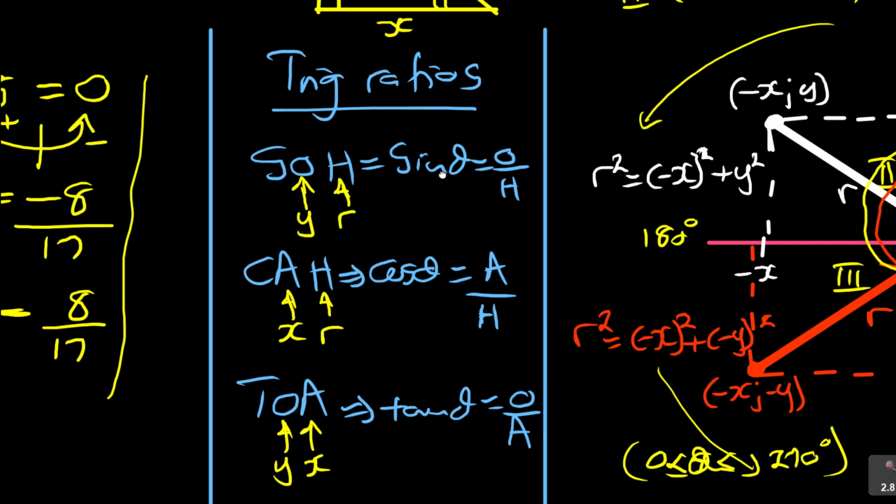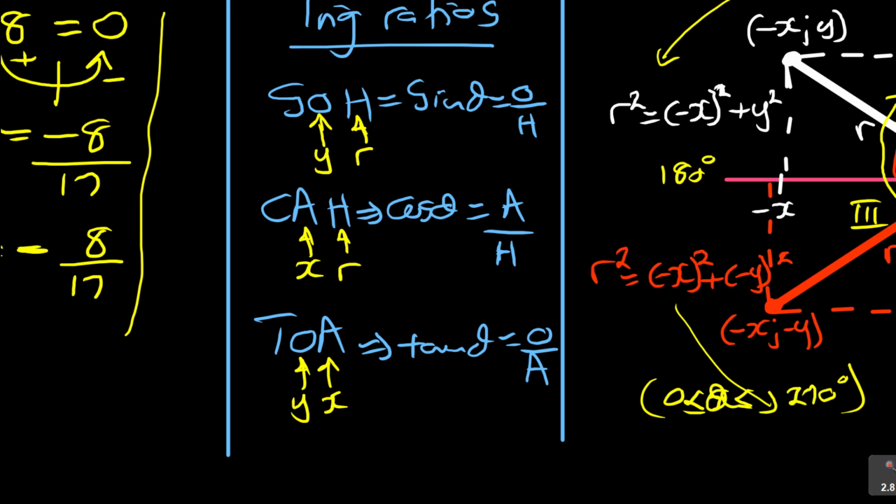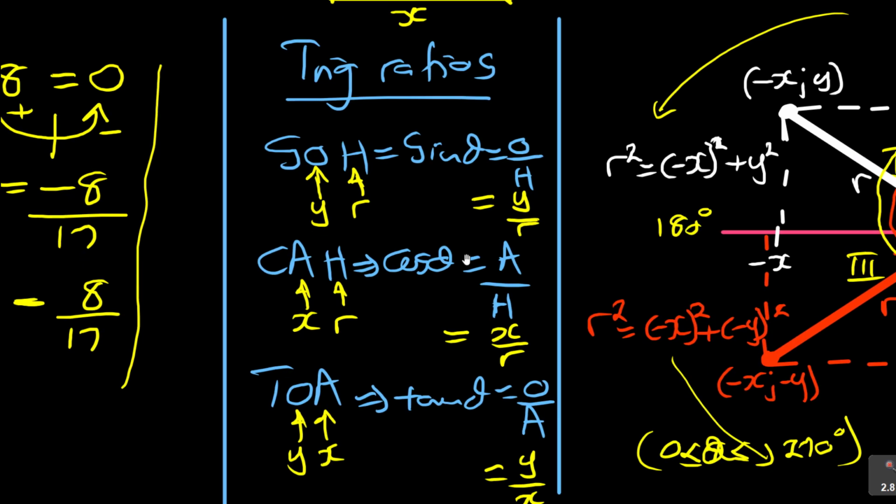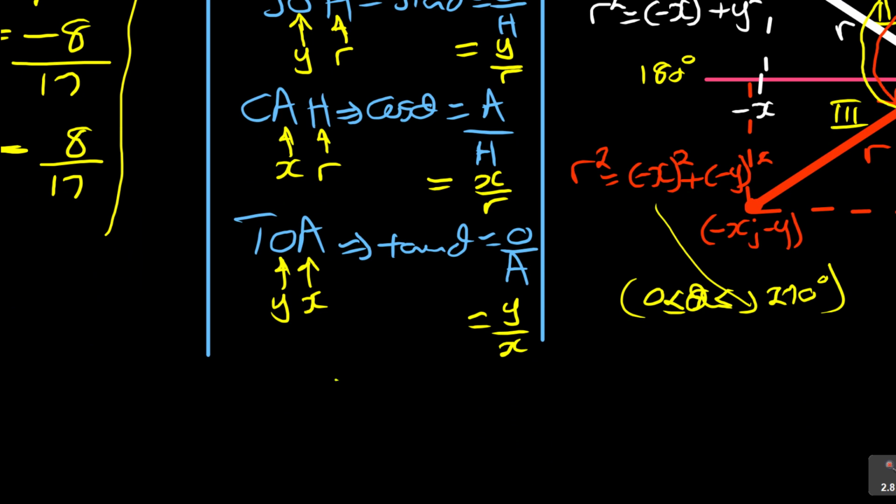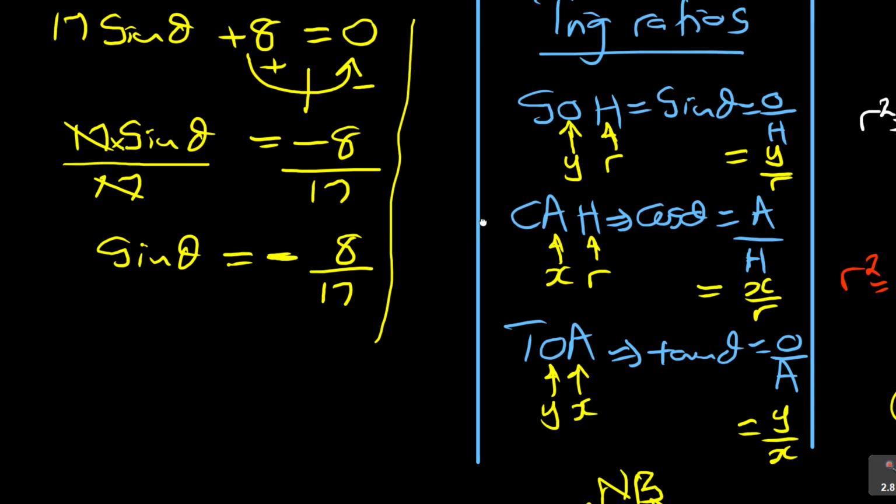So with that, you will know that sine theta is opposite over hypotenuse, which is y over r. What about cos? It's x over r. What about tan, which is y over x? Very important things to know. I'll put here NB. Very, very important for you to understand that foundation. Then when you have done that, the question is easier to solve.